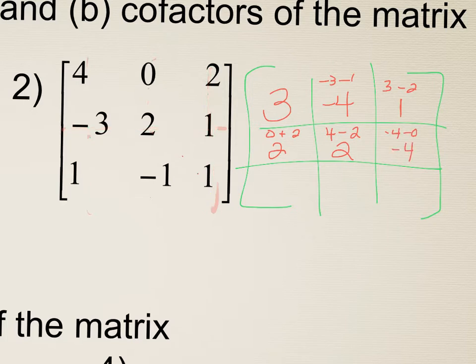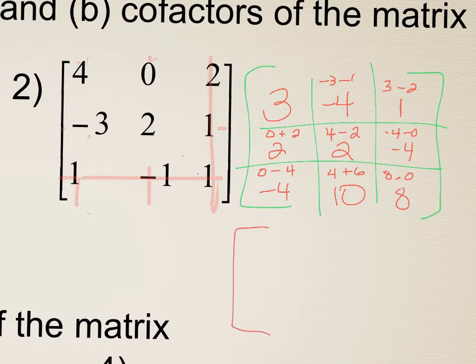And then I go to row 3. So cross through row 3, column 1 first, and I get 1 times 0, which is 0, minus 2 times 2, which is 4, -4. Row 3, column 2, 1 times 4, which is 4, minus a -6, which becomes +6, which is 10. And then row 3, column 3, 2 times 4, which is 8, minus -3 times 0, which is 0, and I get 8. So the minors would be 3, -4, 1, 2, 2, -4, -4, 10, and 8.